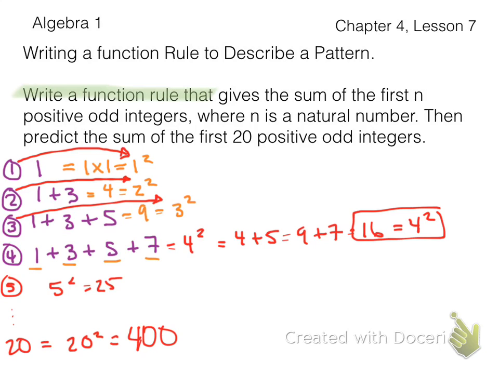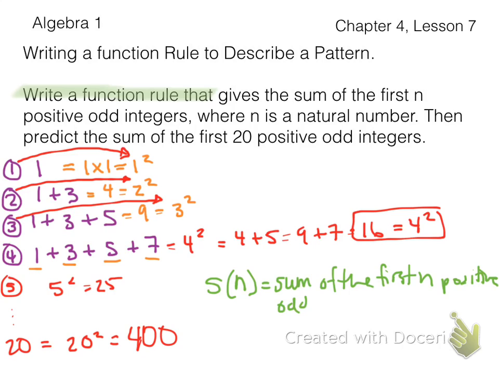A function rule. So how are we going to describe this in numbers? We've basically figured out the pattern, but now we need to figure out how this actually works. So basically we could say that s of n is equal to them all added together, and you could say it's the sum of the first n positive odd integers.